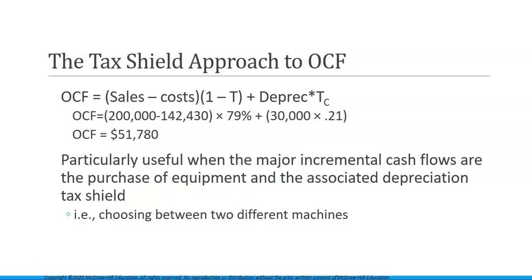This is useful when our incremental cash flows are the purchase of equipment and the associated depreciation tax shield, such as if we're making a decision between two different machines. We might not necessarily have the additional sales like we do if we're looking at a new product launch. So we are looking at how the depreciation tax shield contributes to the operating cash flows.